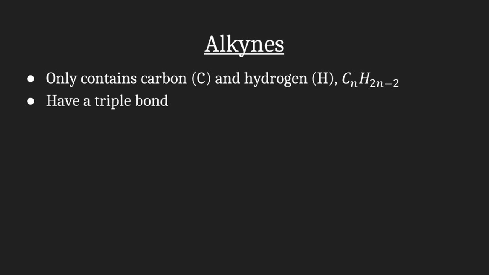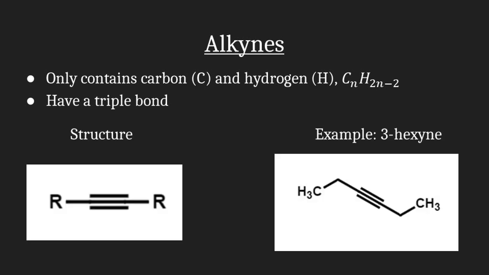And the last type of functional group we're going to talk about in the hydrocarbon category are the alkynes. They have a triple bond in addition to single bonds. Therefore, they have the formula that the amount of hydrogens is equal to twice the amount of carbons minus 2. And a good example of an alkyne is 3-hexyne.